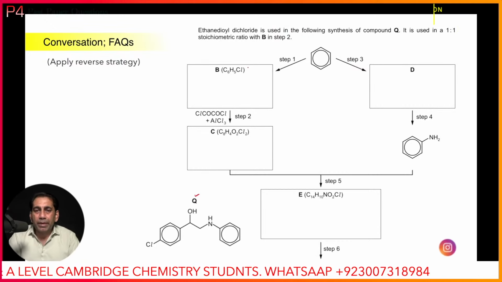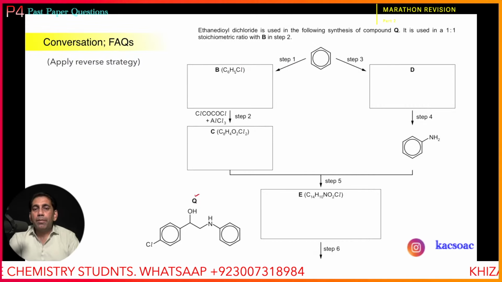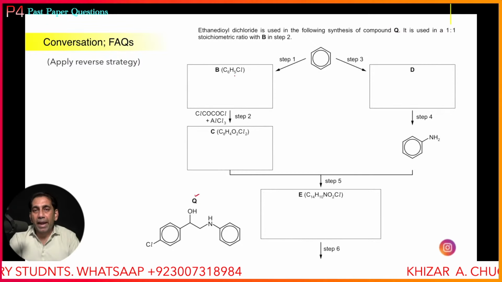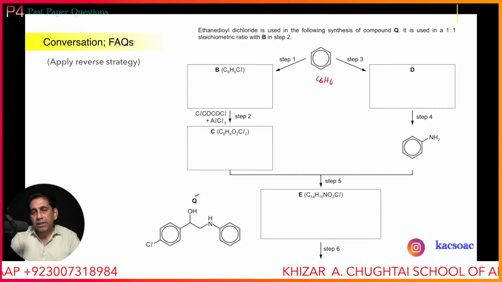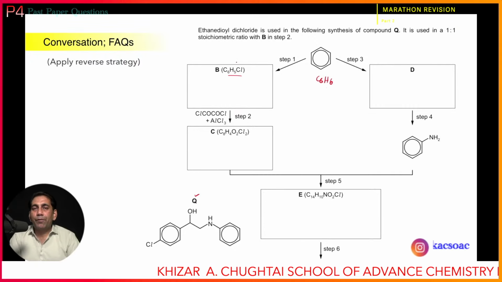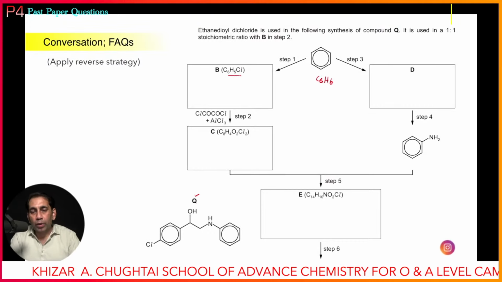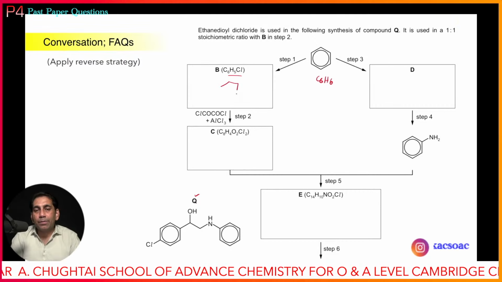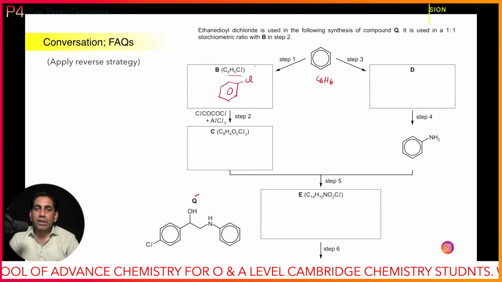This is very much simple, B. Why is it simple? It's easy. Step number one is easy. Why is it easy? Because here there is a molecular formula. What is the formula of this benzene ring? It is C6H6. But what is the formula of this B? C6H5Cl. One less hydrogen and one more chlorine. It means there is substitution of chlorine on the benzene ring. So it's a chlorobenzene.